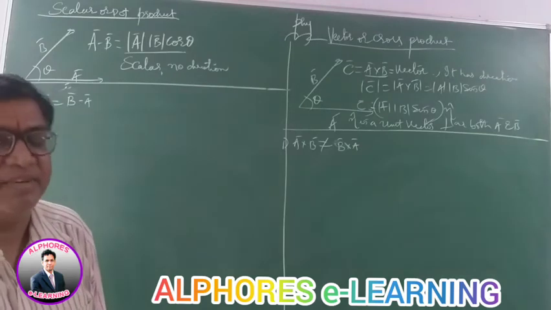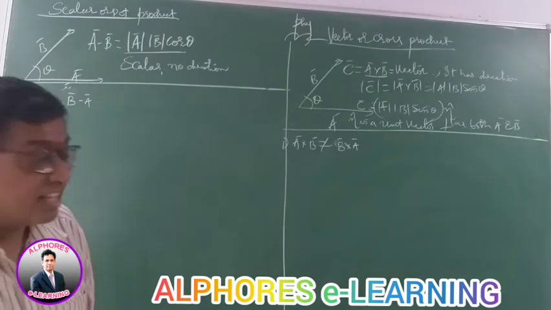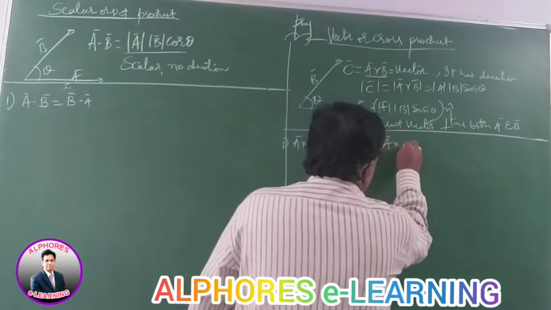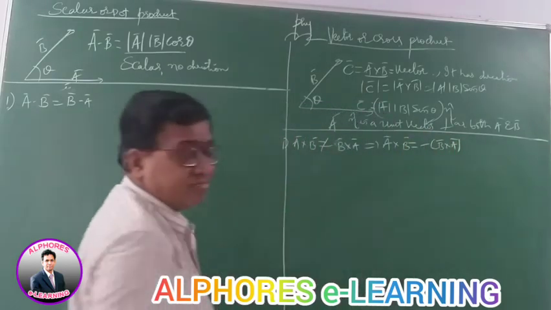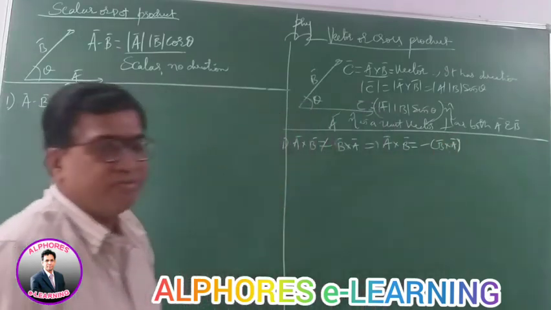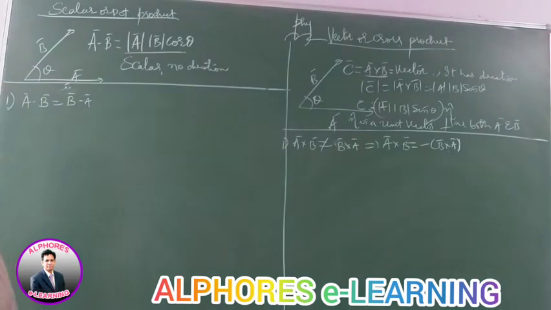They are not equal. In fact, they are opposite. They are negative vectors. So to be very clear, A cross B is minus of B cross A. So this way we find out the pair. Here it obeys the law of commutation, but that does not obey the commutative law.